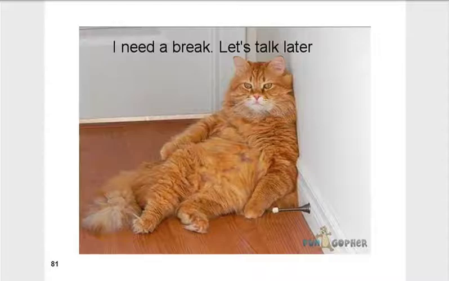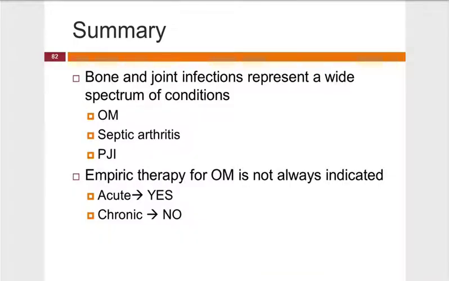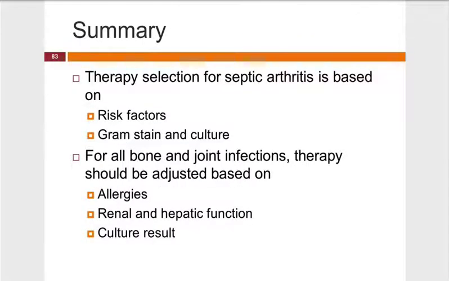And so just a summary, bone and joint infections are really a wide spectrum of things and depends on what types of patients you're seeing. Empiric antibiotics only when your patient's acutely ill or it's an acute type of osteo. And you want to select therapy based on your risk factors. And remember, you do want to modify treatment based on your culture results, but also look at the patient as a whole, like renal, hepatic function, and the allergies of the patient.